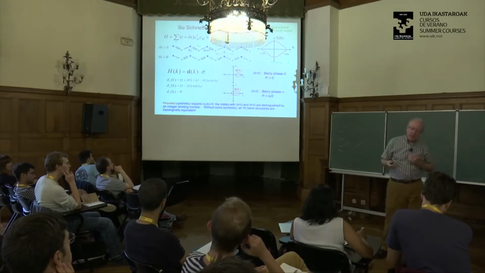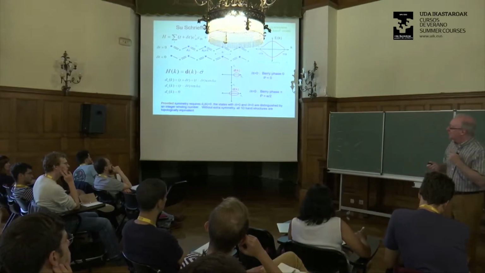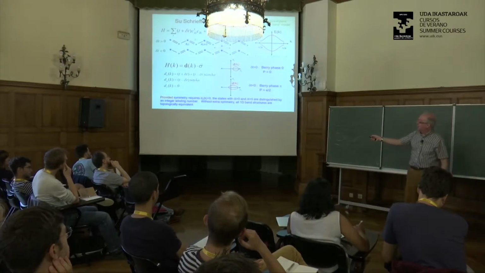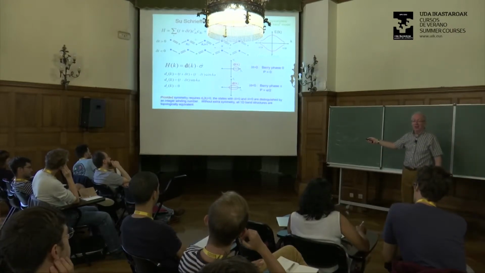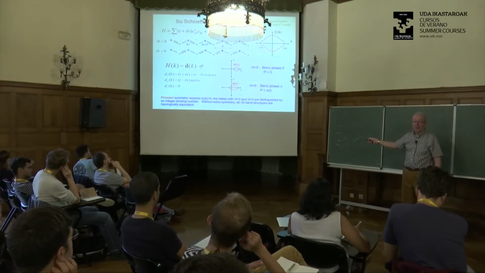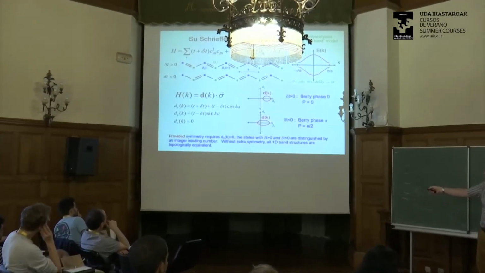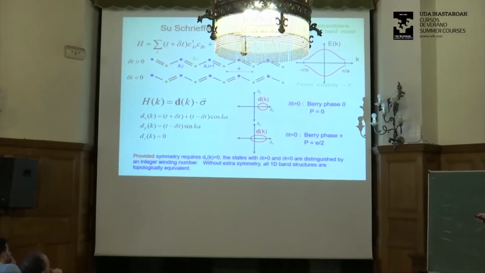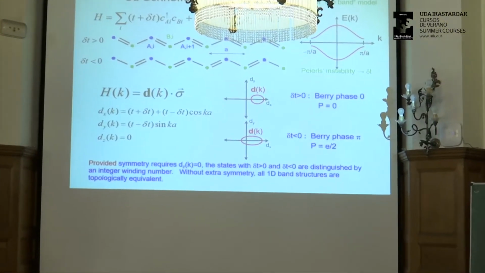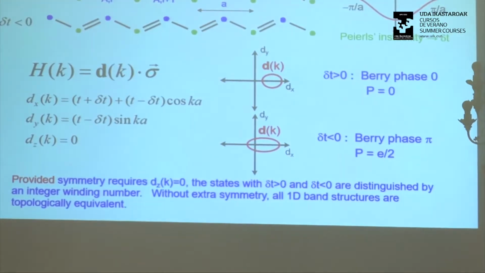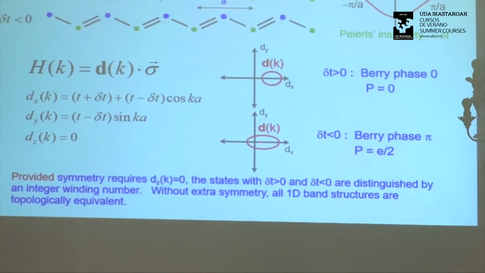Now, it's a little bit more subtle than that, though, because actually, what's to keep you from adding something where I get a z component to the d vector? The reason these two are different is they have different winding numbers around the origin. But if I can turn on dz and go over the top, then maybe I could get from this to this without closing the energy gap. So there has to be something else to the argument.